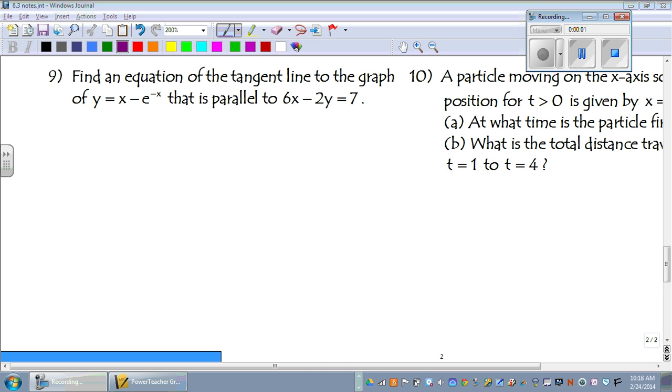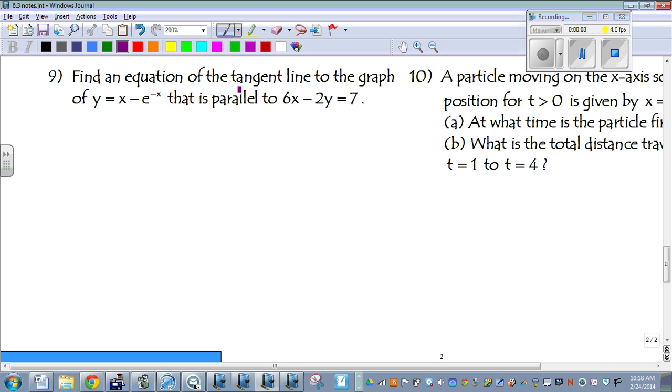What two things do we need to know for number 9 when we're trying to find the equation of a tangent line? Two main things we need: a point and the slope. Right? We need those two things to write our equation in point-slope form. So we can be given lots of different things in these types of problems.